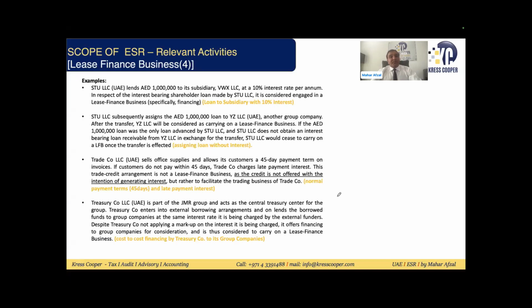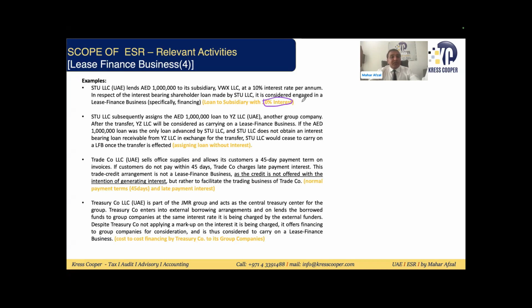Just look into this example. In the first example, STU provides a loan to a subsidiary with 10% interest. The company is taking 10% interest. Loan is being provided, financing is being done, consideration is being received. Yes, it will be subject to ESR. In the second category, giving a loan without interest. STU is giving a loan to any other company, it doesn't matter whether within the group or outside the group. The company is not taking any consideration for these loans. It will not be subject to ESR.